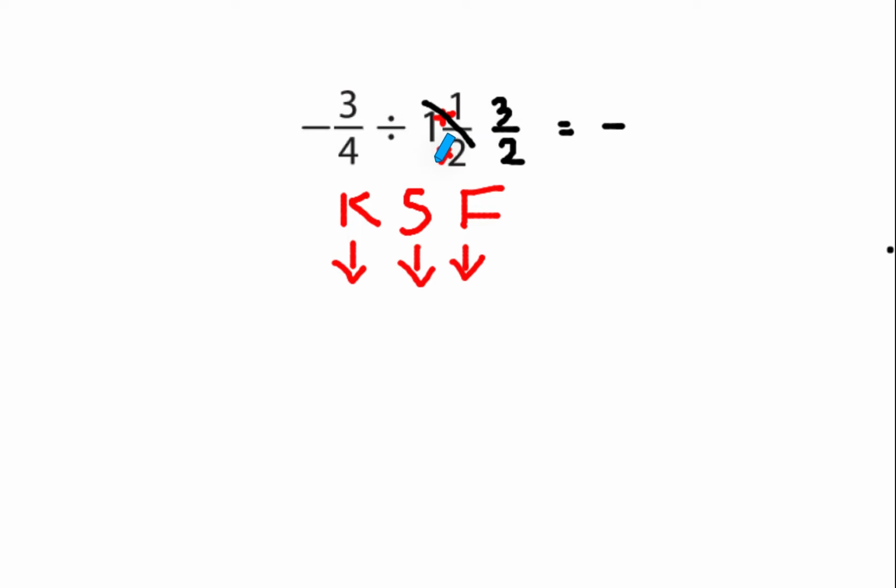I could ignore this one and just look at this. So keep, switch, flip. I'm going to keep the first fraction the same. I'm going to switch the division sign to multiplication. And now I'm going to flip the second fraction. It's going to be 2/3. Now step 3 is to cross cancel.